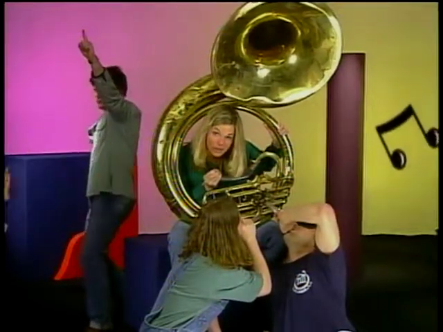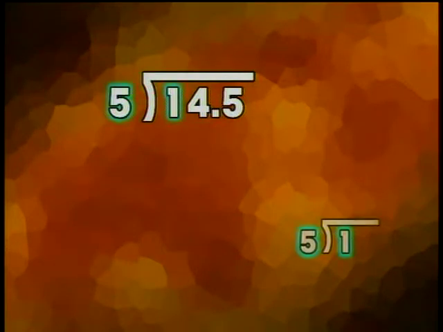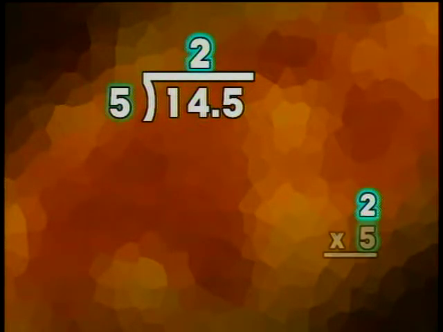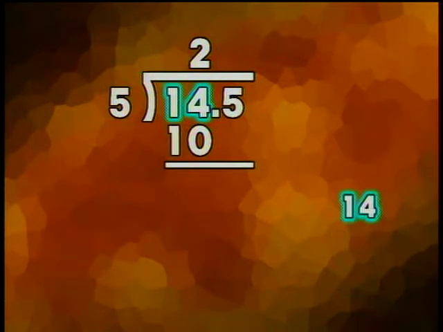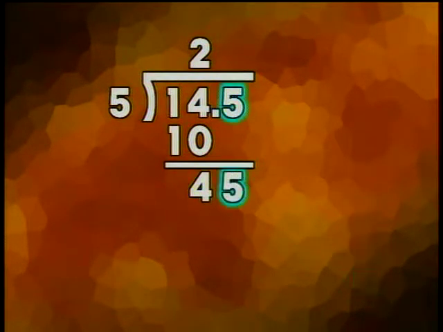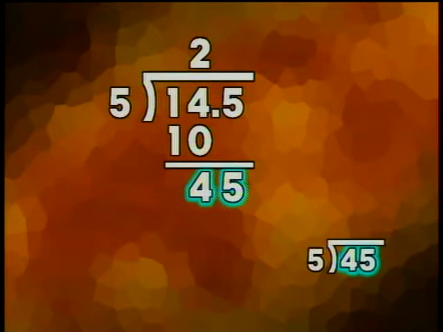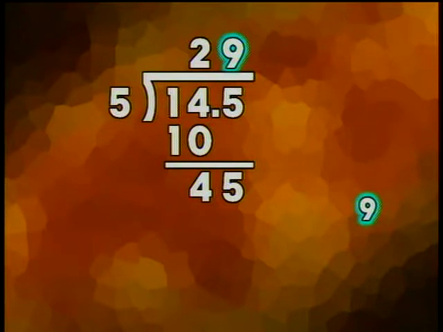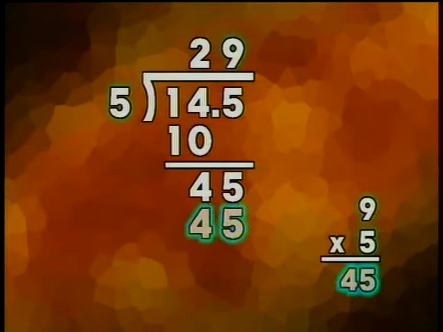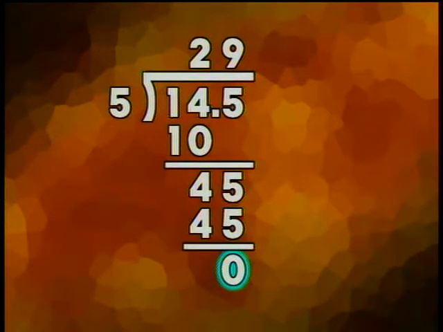Now we just go through the normal division process. Here's our division problem. The 5 can't go into 1, so we have to include the next digit in the dividend, 4. The 5 goes into 14 2 times. 2 times 5 equals 10, and it goes beneath the 14. 14 minus 10 equals 4. Now we bring down the 5. 45 divided by 5 is 9 with no remainder. So after dividing 5 into 14.5, our quotient is 29.